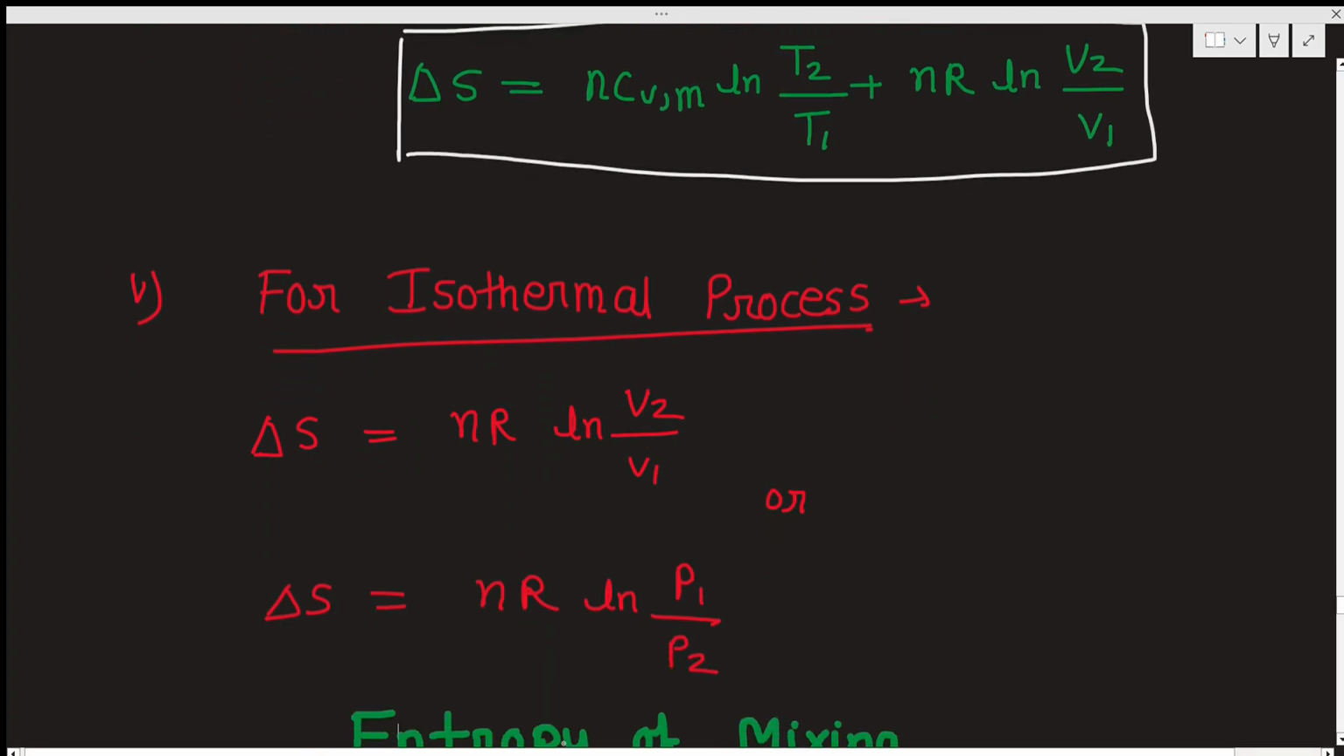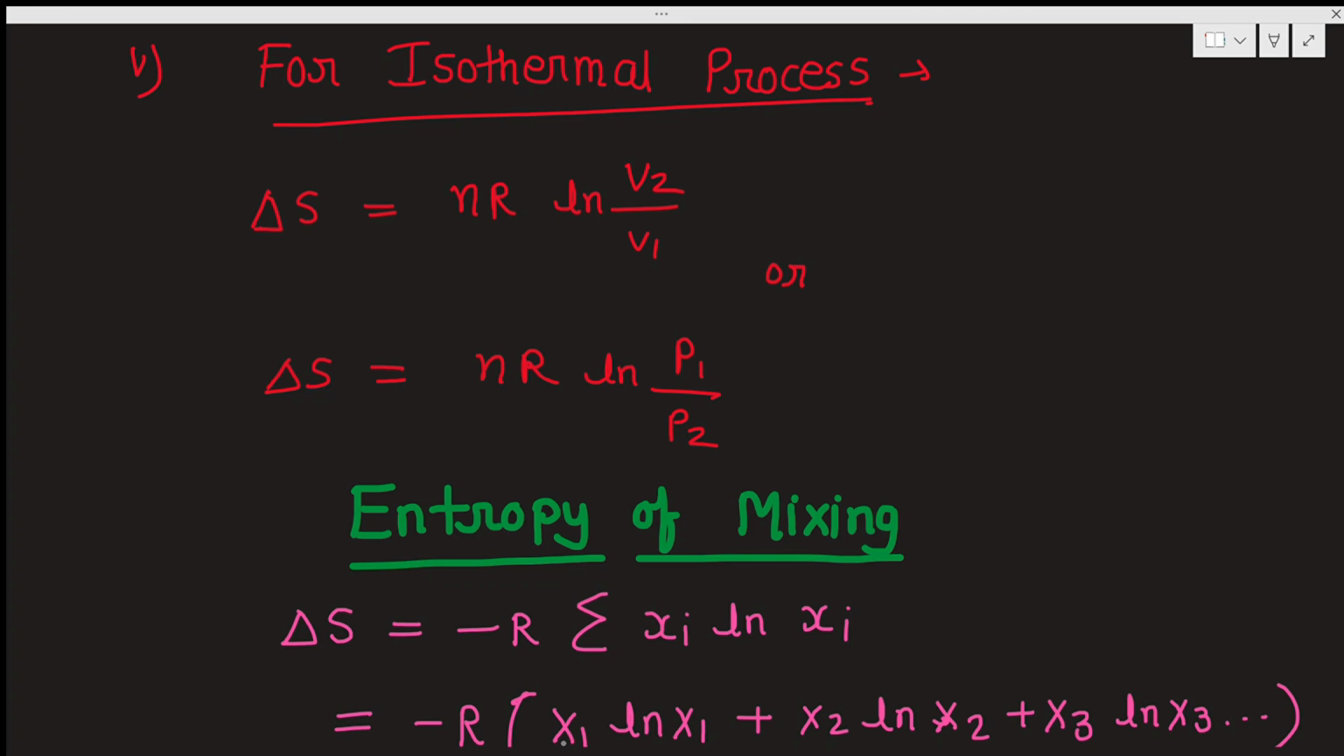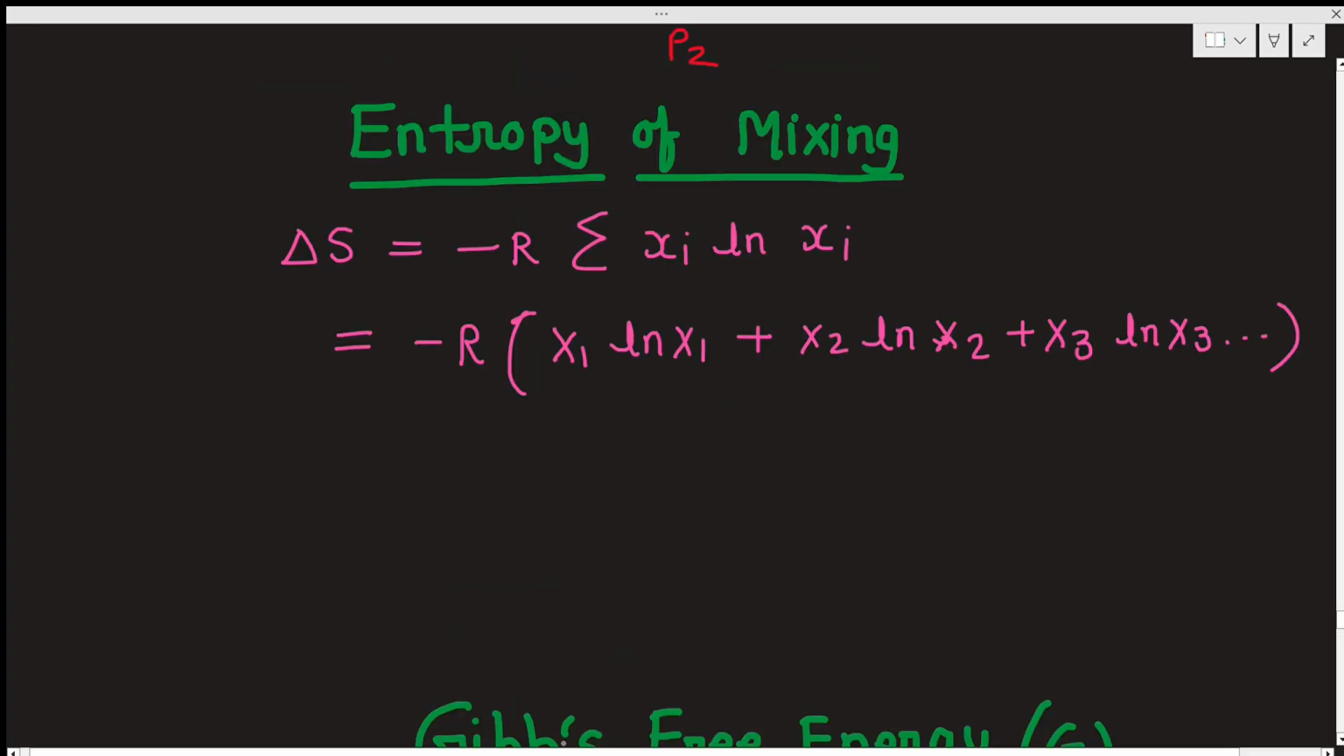Similarly, if you are given the isothermal process, then two formulas can be used. Del S is equal to nR natural log of V2 upon V1, or del S is equal to nR natural log of P1 upon P2. These two formulas can be used depending upon the things which are given to you. If you are given volume, then you will use the first formula, and if you are given the pressure, then you will have to use the second formula.